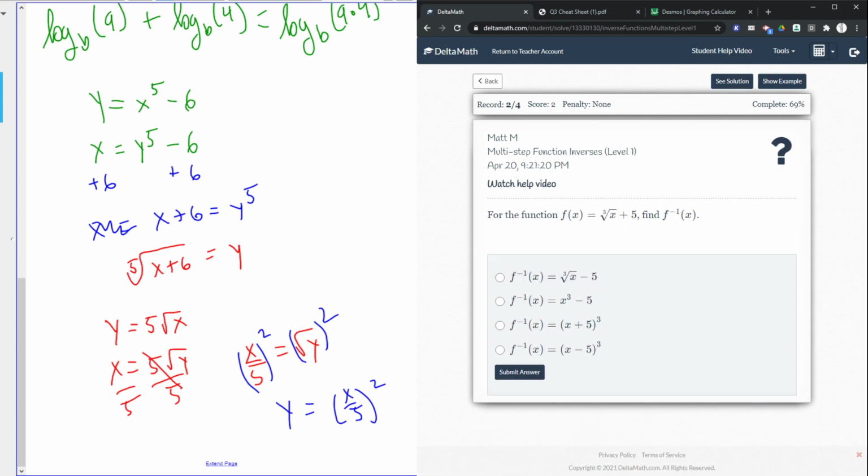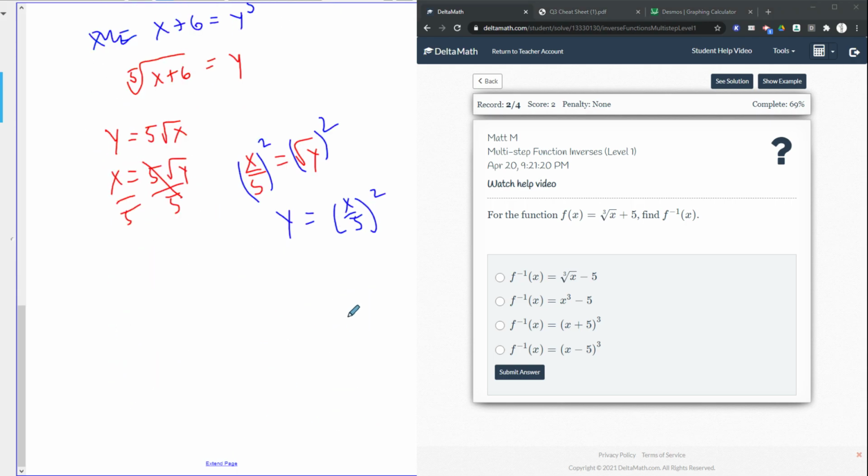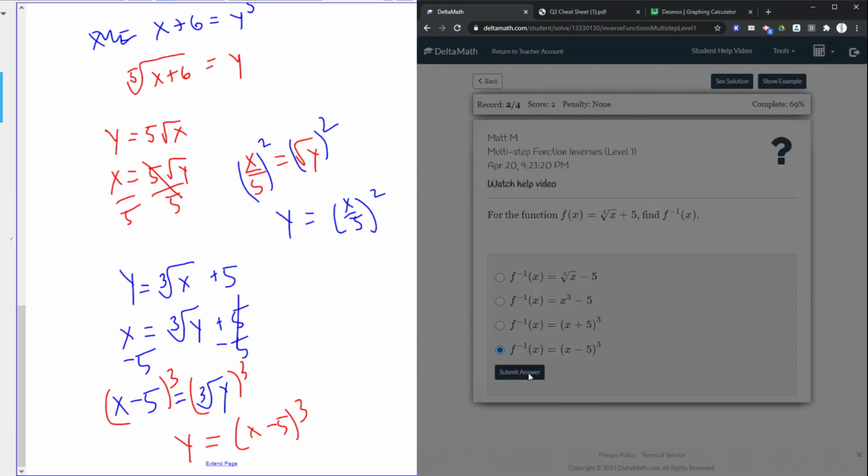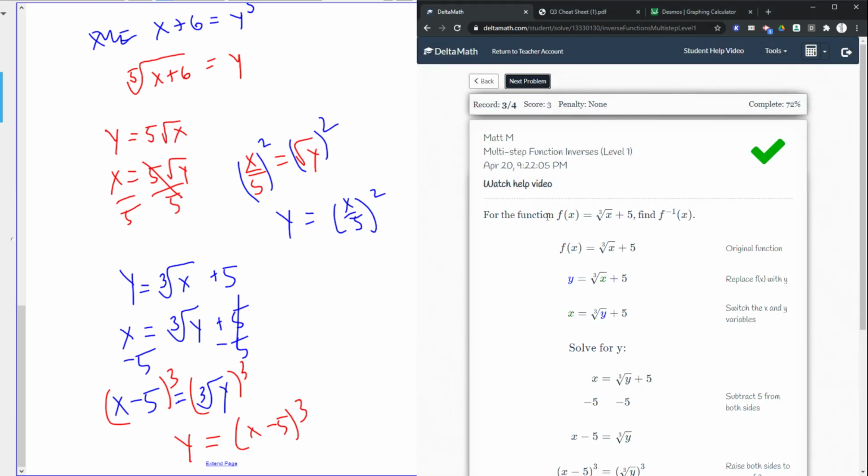Okay, cube root x plus 5. Ooh, that's a fun one. Set it equal to y. Sometimes people skip the first couple steps and go straight to where we switch x and y, but I like to show that step. I think a lot of people need it. All right, subtract 5 from both sides. We want to get this y by itself. How do you get rid of a cube root? Cube both sides. So we have y equals x minus 5 all cubed. Okay, one more.